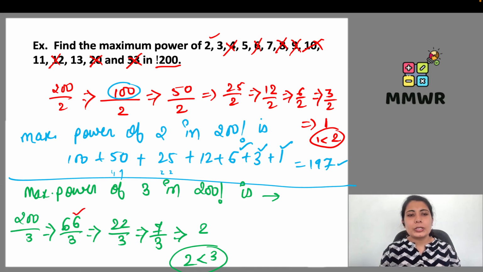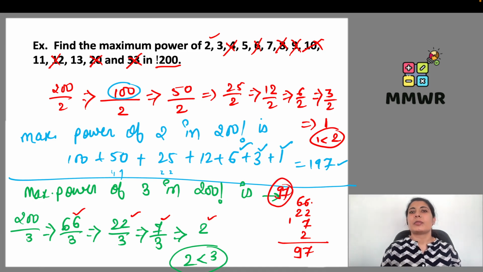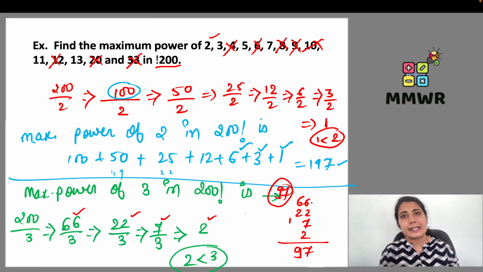Now quickly we'll add all the quotients. 66, 22, 7 plus 2. Let's add it. 6 plus 2, 8. 8 plus 2, 10. 10 plus 7, 17. Carry over 1. 6 plus 2 plus 1 is 9. So maximum power of 3 in 200 factorial is 97. What is the maximum power here? 97 is the maximum power of 3 in 200 factorial.